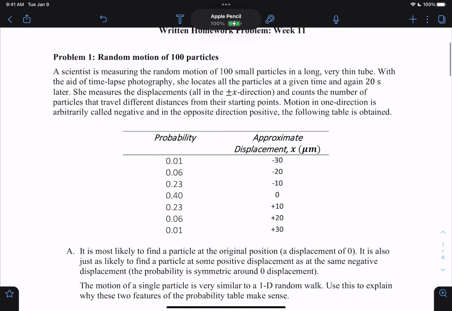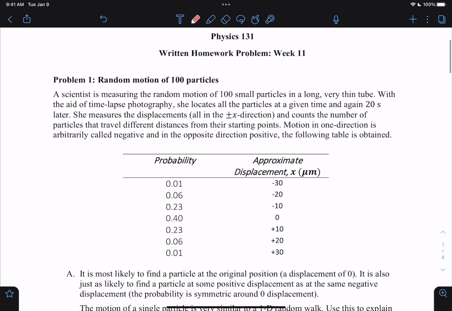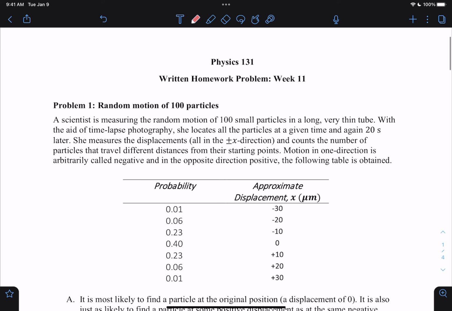But problem 1 is random motion of 100 particles. A scientist is measuring the random motion of 100 small particles in a long, very thin tube with the aid of time-lapse photography. She locates all the particles at a given time and again 20 seconds later. She measures the displacements all in the positive or the negative x direction and counts the number of particles that travel different distances from their starting points. Motion in one direction is arbitrarily called negative, and in the opposite direction, positive.